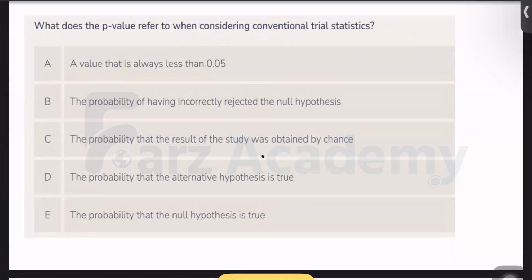P-value. Now I just told you what is p-value. The probability that the result of the study is obtained by chance. Right? So the answer is C. Whenever the p-value is larger than the established value, usually more than 0.05, that means you don't have much evidence to establish a difference, right? So you have to accept the null hypothesis. You can't reject it, and therefore you accept it. So the null hypothesis gets accepted.